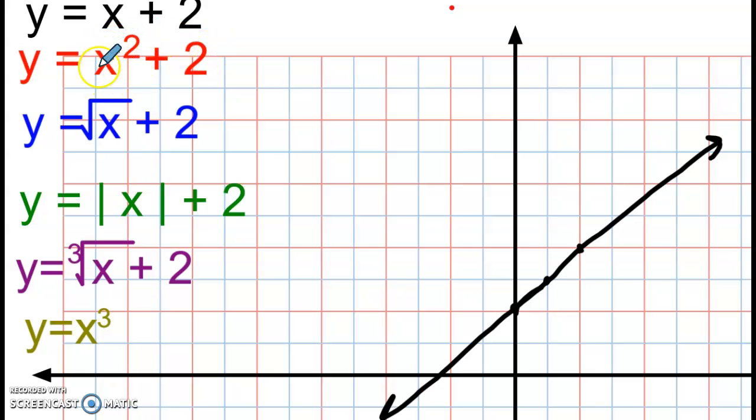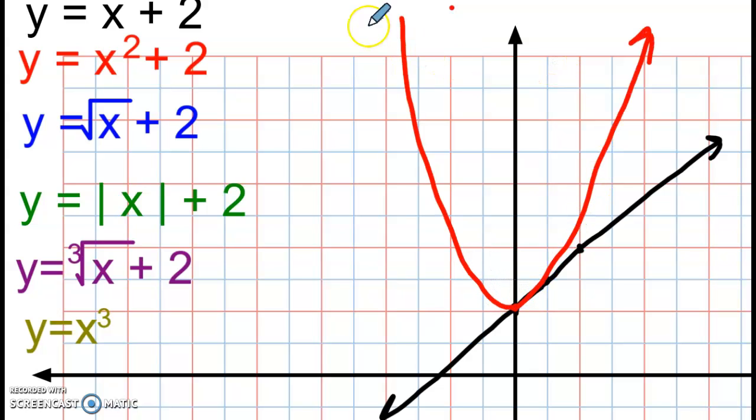So let's think about it. If I put 0 in, I'd be up at 2. If I put 3 in, 3 squared is 9 plus 2 is 11. Okay, negative 3, same thing. Negative 3 squared is 9. I get 11. I can't really graph that, but I know I have a parabola here. I'm just trying to sketch them right now.